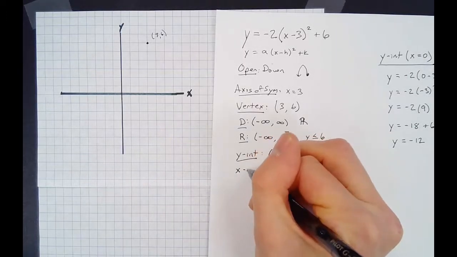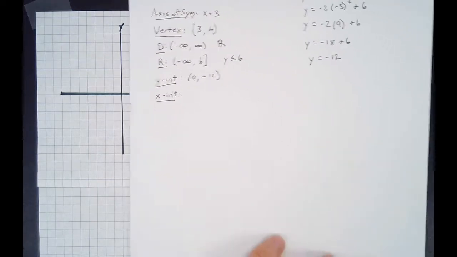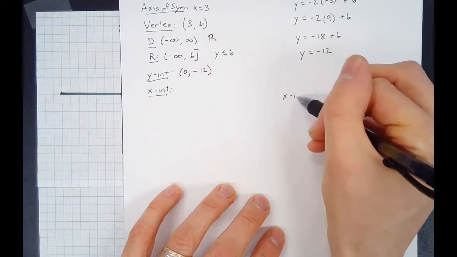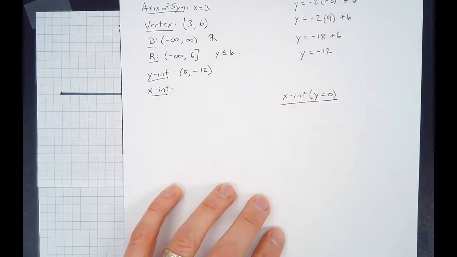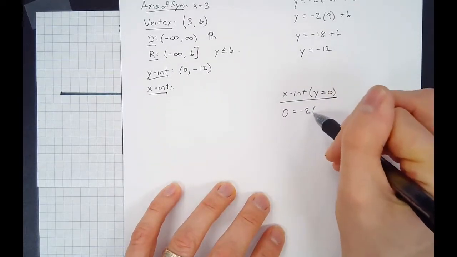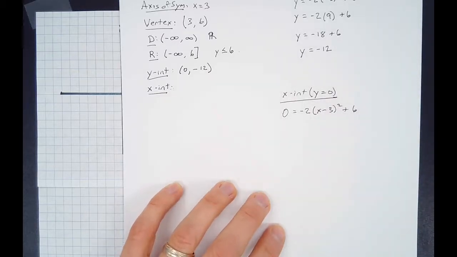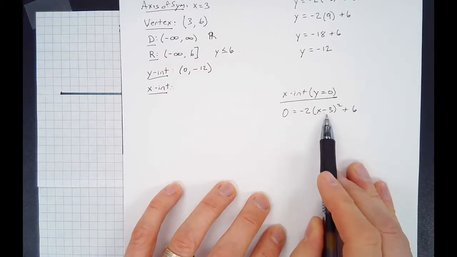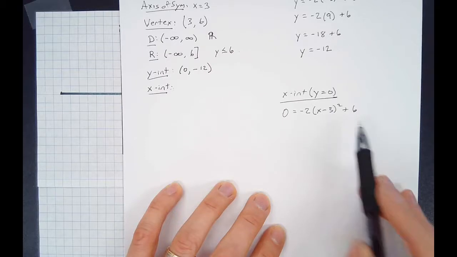Let's talk about the x-intercept. Where is the x-intercept going to happen? Well, again, the x-intercept is a little bit more work here. We're going to have to set y equal to 0 and solve this equation. Now if you think about what I'm doing to x and the order in which I do things to x, I took x, I subtracted 3, I squared it, I multiplied it by -2, and then I added 6. I need to undo all of those things.